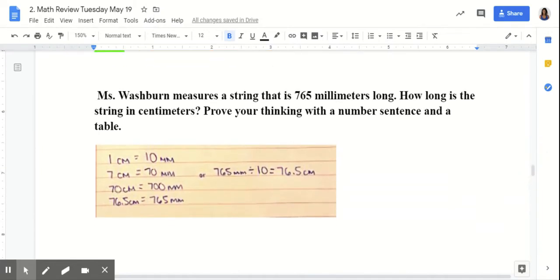Okay, next one. Miss Washburn measures a string that is 765 millimeters long. How long is the string in centimeters? Prove your thinking with a number sentence and a table.